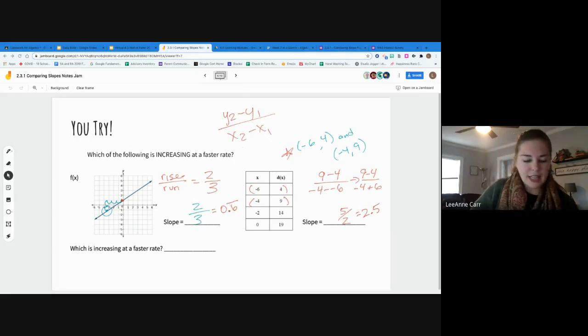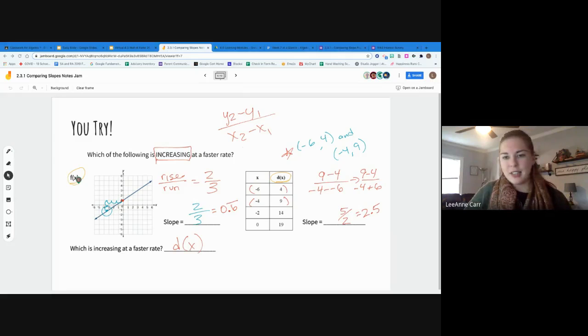So my question is asking which one is increasing at a faster rate, meaning I want to know which one is the most positive. Who can figure out which one is our most positive? Yeah, we got a couple right answers, and thank you so much for using the function's name. D of x is the one that is increasing at a faster rate. And where did they get that name from? It's always going to be labeled for you. This one's labeled D of x, that's its name. And this one is labeled f of x, that's its name.